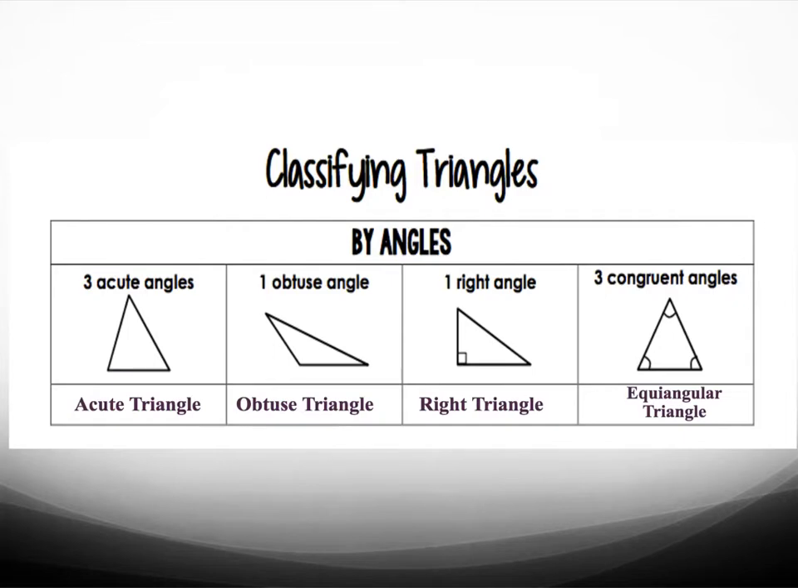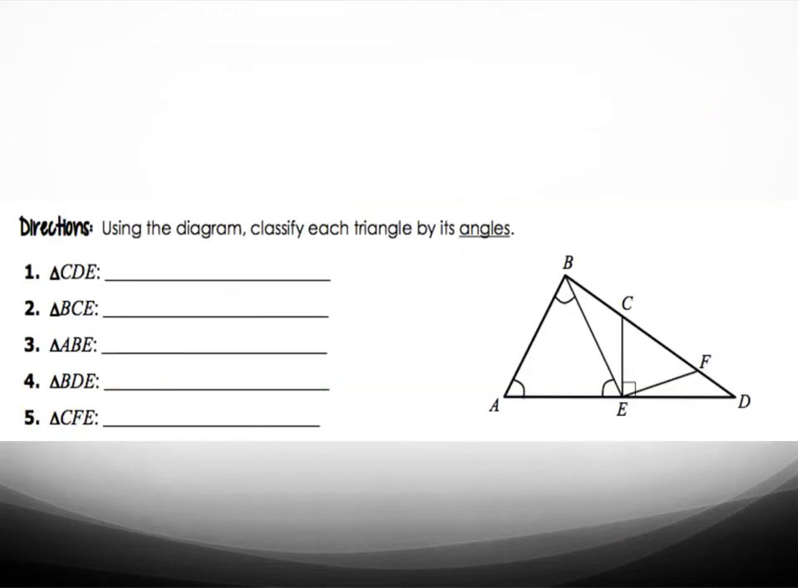Now, what I would like for you to know about equiangular is that if all the angles are equal, they each measure 60 degrees. Okay? Because the total angles in a triangle is 180 degrees. We're going to use a diagram to classify the triangle by its angles.